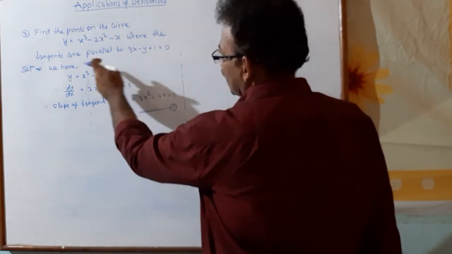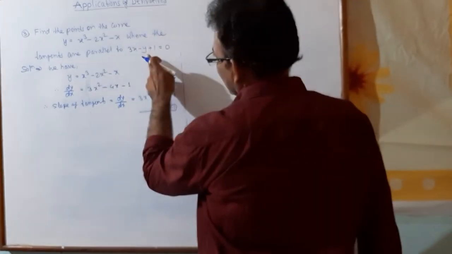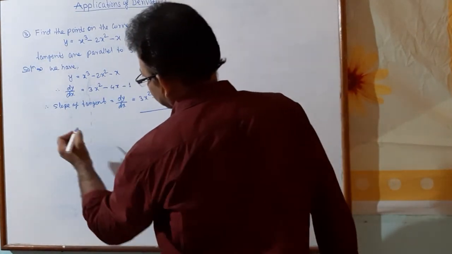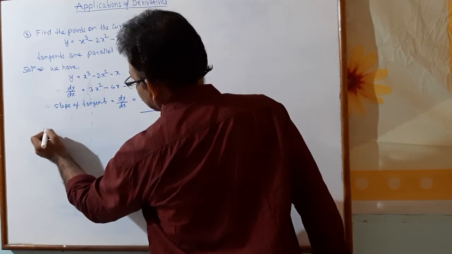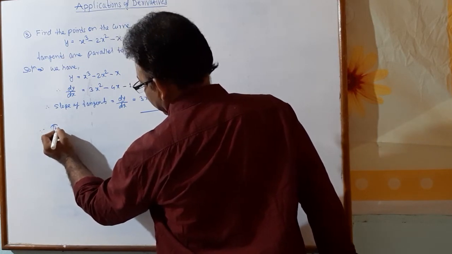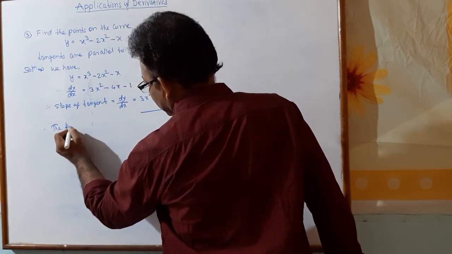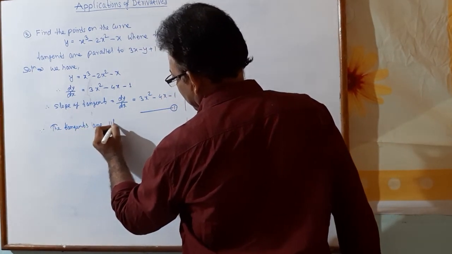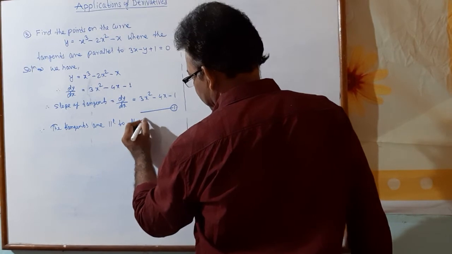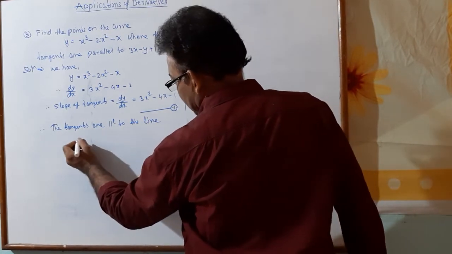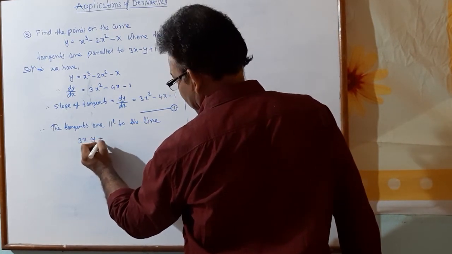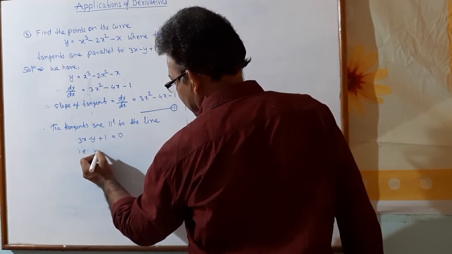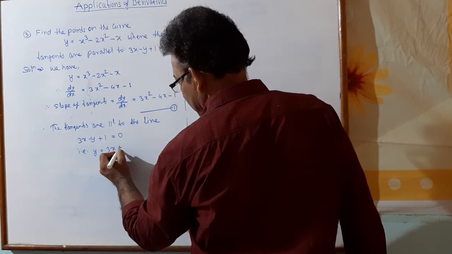Then given that the tangents are parallel to this line, we can find the slope of this line. This line is parallel to the tangent. That means the slope of line is nothing but the slope of tangent. Since the tangents are parallel to the line 3x minus y plus 1 equal to 0, we can write this line as y equal to 3x plus 1.